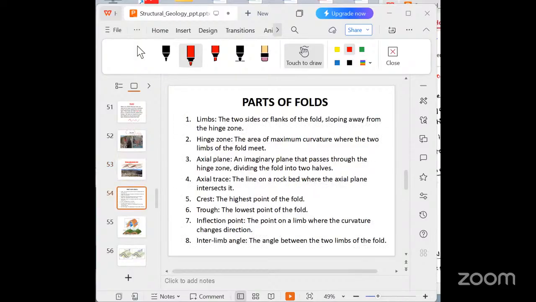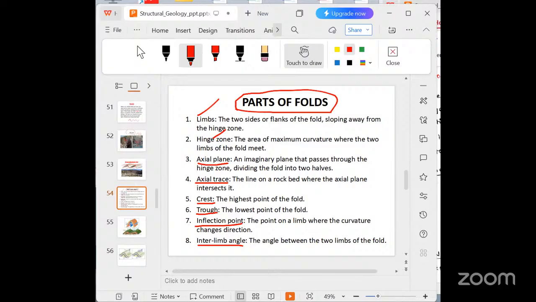Now you see, we're going to the parts of folds. What are those? Those are limbs, hinge, hinge zone, axial plane, axial trace, crest, trough, inflection point, and also interlimb angle. So these are the parts of the folds.